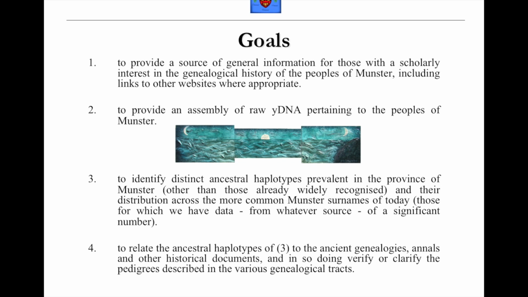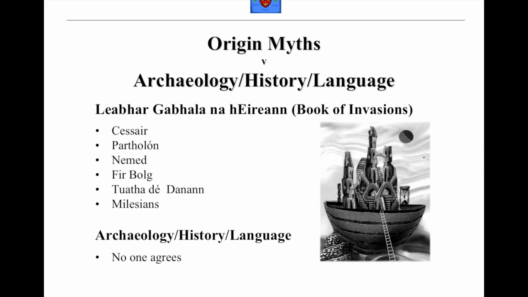The goals of the project: to provide a source of general information for those with a scholarly interest in the genealogical history of the peoples of Munster, to provide an assembly of raw Y-DNA pertaining to the peoples of Munster, to identify distinct ancestral haplotypes present in the province, and to relate these ancestral haplotypes to the ancient genealogies, annals, and other historical documents, and in so doing, verify or clarify the pedigrees described in those various genealogical tracts.